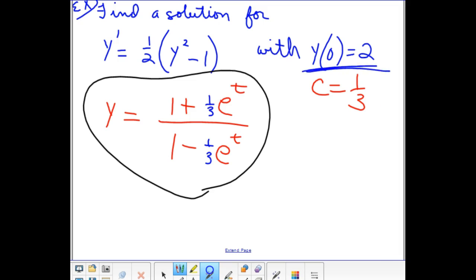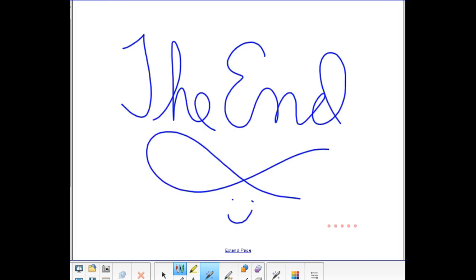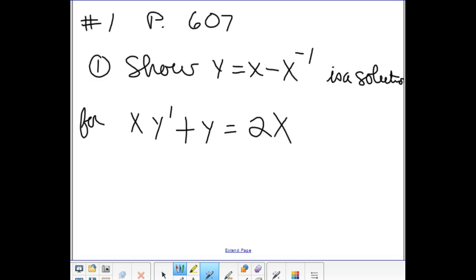Now, vocabulary there, by the way. The initial condition means time 0. So when t is 0, I want the answer to be 2. I'll do one with you. This is the kind of question you see out of homework. In fact, this is from the homework.